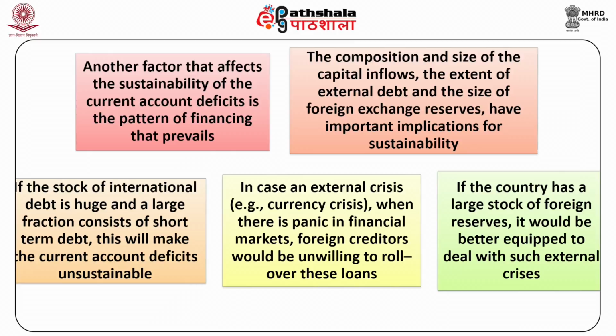Especially in case of an external crisis, for example a currency crisis, when there is panic in the financial market, foreign creditors would be unwilling to roll over those loans. In fact, the currency crisis can lead to an external debt crisis in this case. If the country has a large stock of foreign reserves, it would be better equipped to deal with such an external crisis. Thus, a large foreign exchange reserve and a relatively small stock of international debt tend to make the current account deficit more sustainable.